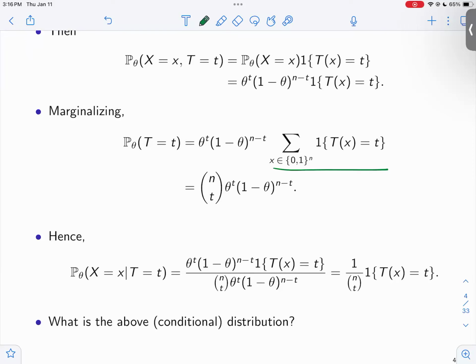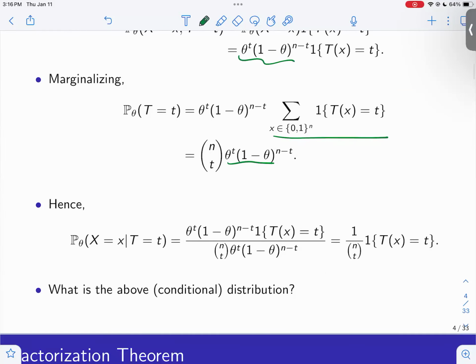I divide these two by each other. So this part cancels out, right? And I end up with basically the indicator divided by the count. So you can see this does not depend on theta. The dependence on theta cancels out. So the conditional distribution of X given T equal to t is something that doesn't depend on theta. So this proves that T is sufficient.